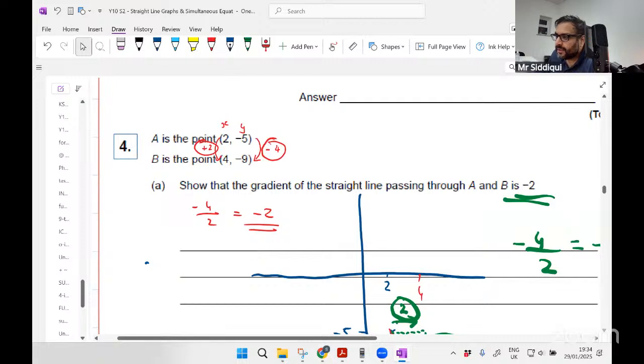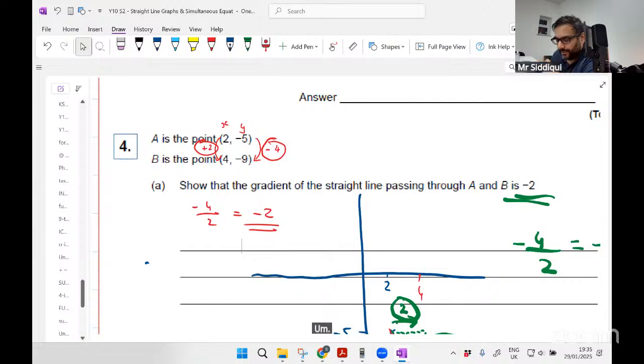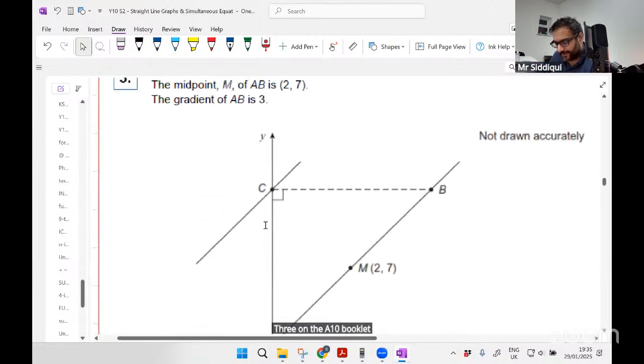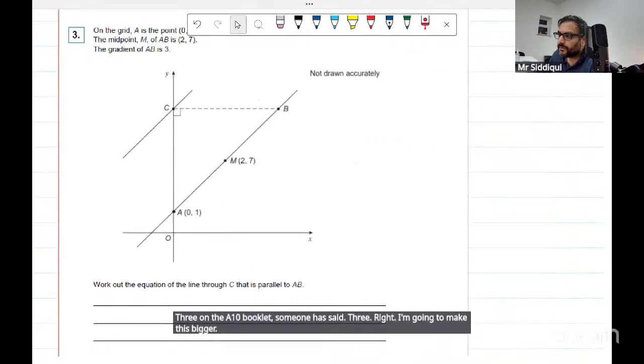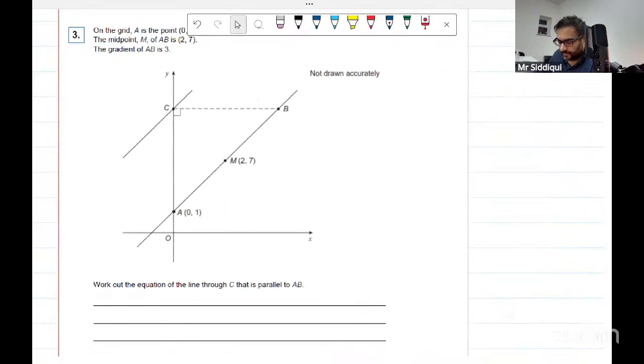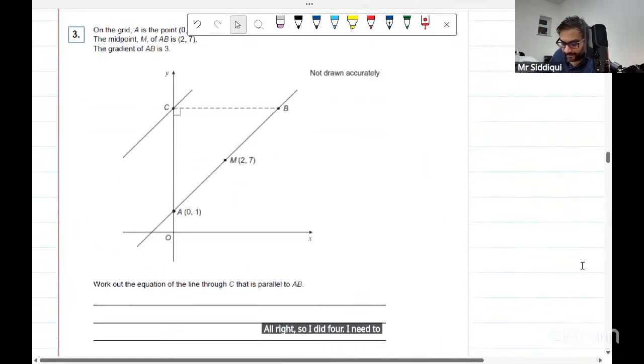Right. The other questions, what were they in the year 10 booklet? Question 3 on the year 10 booklet, someone has said. Right, let me make this bigger. I did 4, and I need to do 5 as well, but I'll do 3 and then 5.